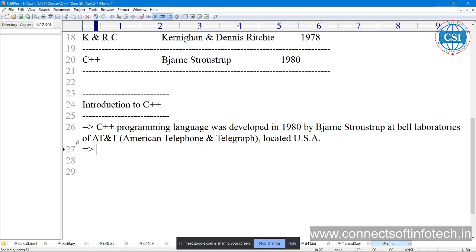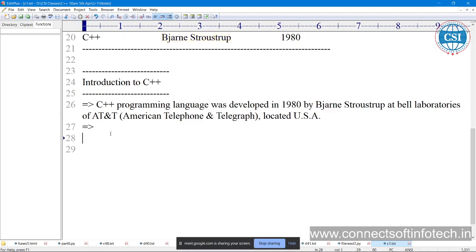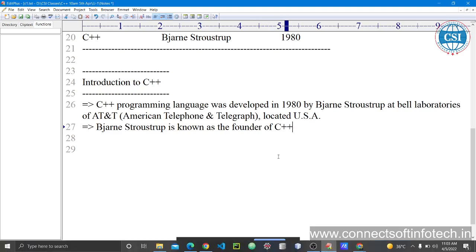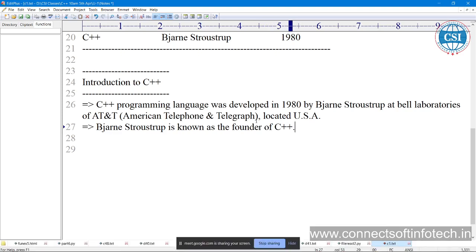Okay, next point is what? Who is the founder? The founder of C++ is known as what? Founder of C++. So it was developed for what purpose?